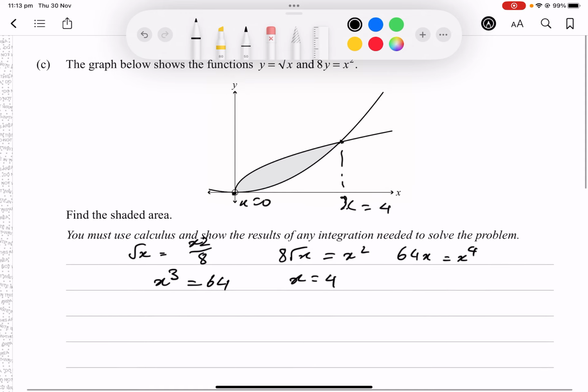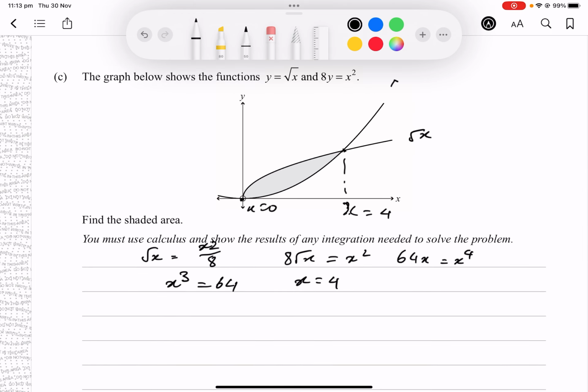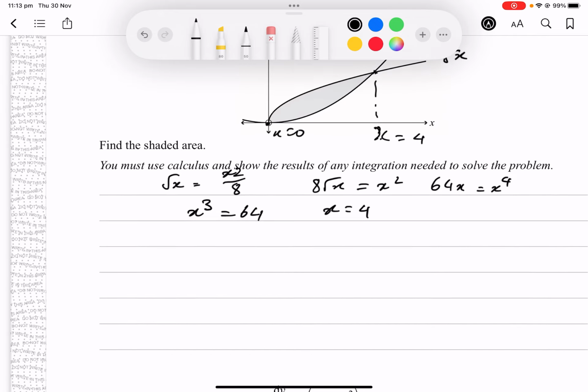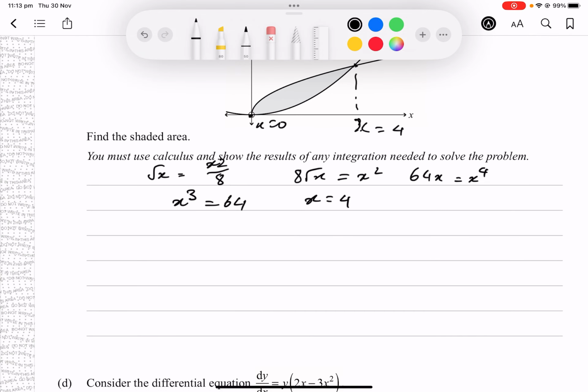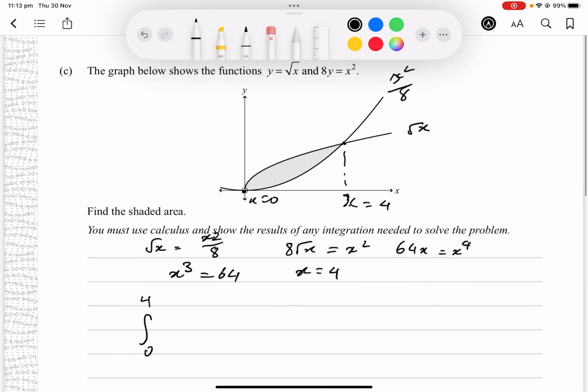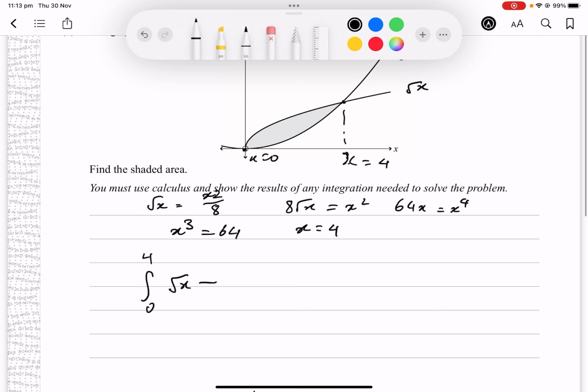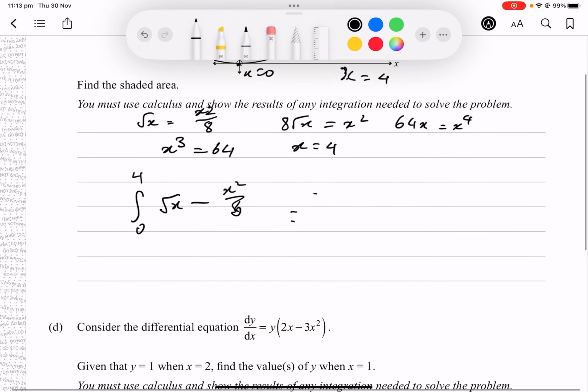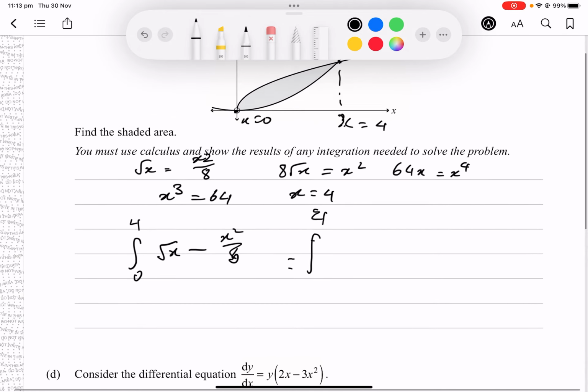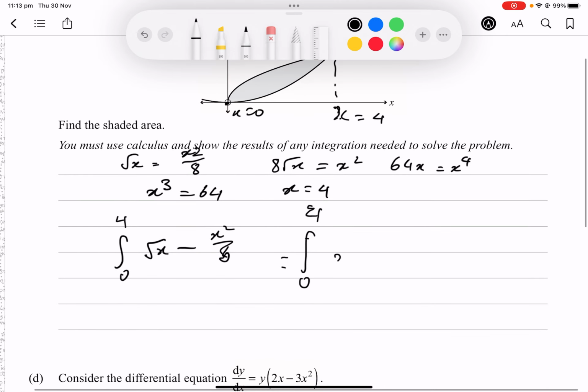And we know that the curve on the top is square root of x, and the curve on the bottom is x squared on 8. So now we can find the integral between x equals 0 and x equals 4 of the two functions. So we have between 4 and 0 the function square root of x minus x squared on 8. And we can just integrate this pretty easily. We can rewrite square root of x as x to the power of 1/2, minus x squared on 8.